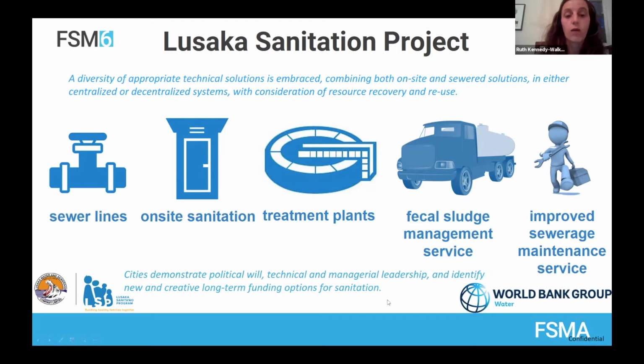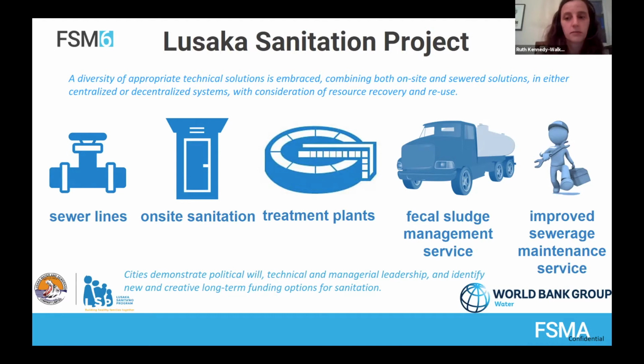And now, as we're coming to the end of the World Bank project, we're moving from strengthening this within the project implementation to looking more centrally within the utility. And then, just very quickly, we're also going to talk about the second principle, which is that cities demonstrate political will, technical and managerial leadership, and identify new and creative long-term funding options.